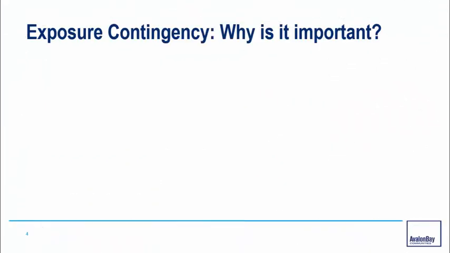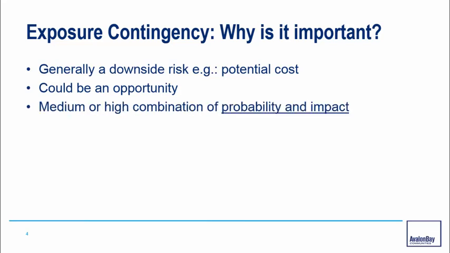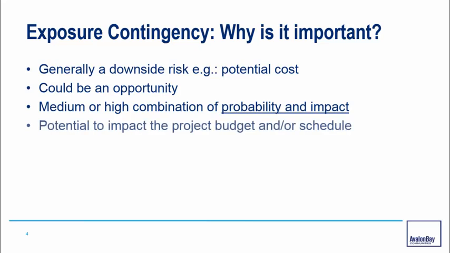So why is exposure contingency so important? There's generally a downside risk or a potential cost. This could be an opportunity, however, such as a rebate. When there is a medium or high combination of probability and impact, there is a potential to impact the project budget and/or schedule. This session is going to focus on how to track the potential impact to the budget.